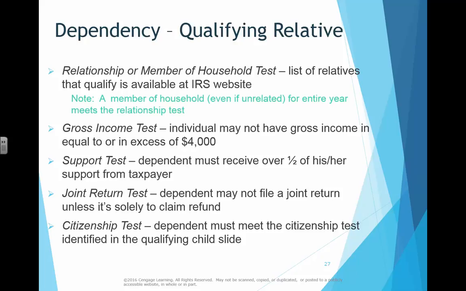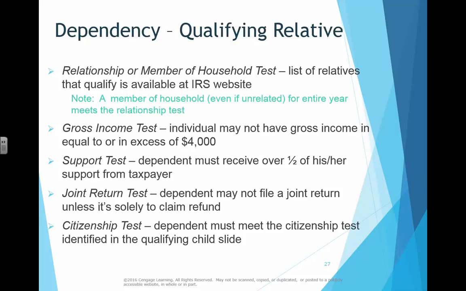I fed her, I clothed her, I let her drive my car, I paid for all of her activities, I sheltered her. Yep. Did she have income in excess of $4,000? No, she was 12 years old. Well, then, never mind that piece. Did she get more than half her support from me? Yeah, she got 100% from me.